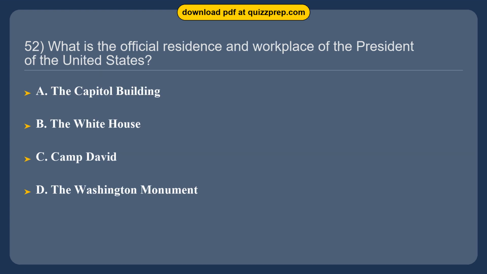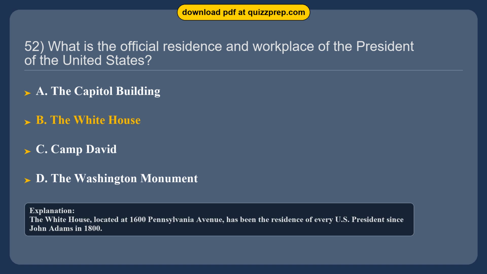Question 52. What is the official residence and workplace of the President of the United States? Option A, the Capitol Building. Option B, the White House. Option C, Camp David. Option D, the Washington Monument. The correct answer is option B, the White House. The White House, located at 1600 Pennsylvania Avenue, has been the residence of every U.S. president since John Adams in 1800.